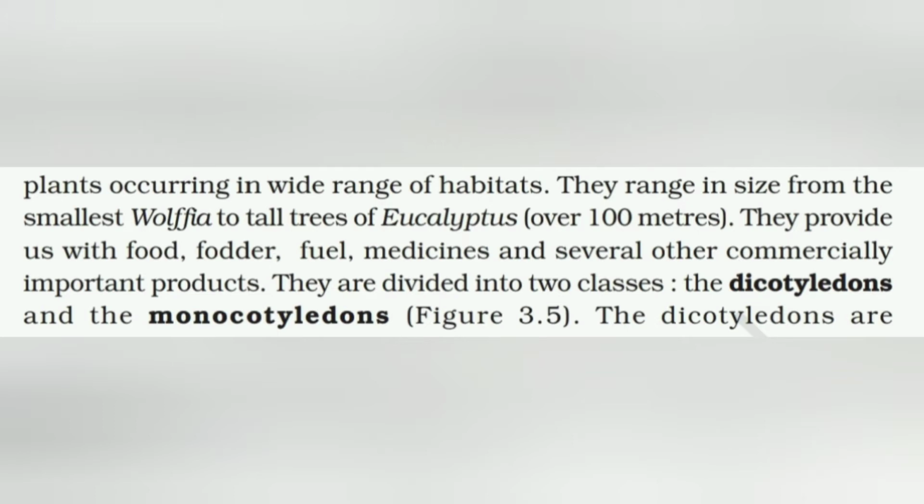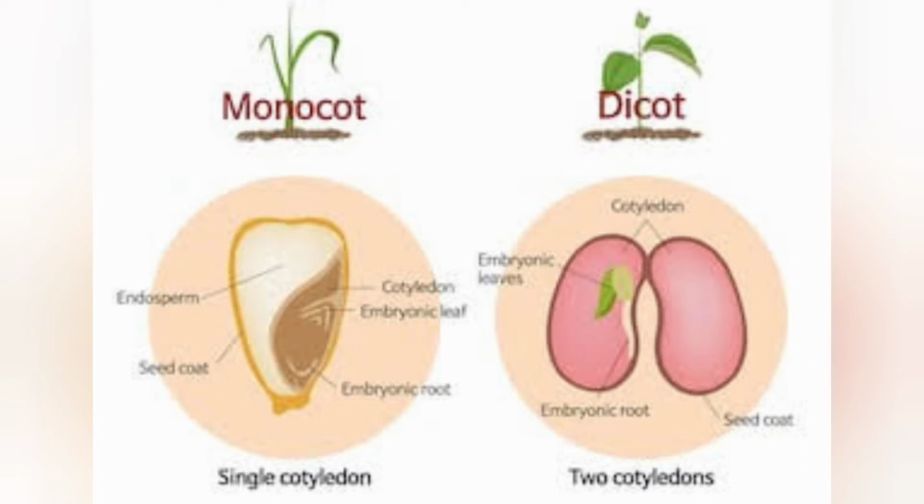They are divided into two classes, dicotyledons and monocotyledons. These are the types of plants on the basis of the type of seed they possess. The dicotyledons are the seeds which have two cotyledons, while the monocotyledons have only one cotyledon. Here we can see in this diagram that monocot plants have the seed with one cotyledon only, while dicots are the plants that have seeds which contain two cotyledons. Examples are given. Grasses are monocots while beans are dicots.